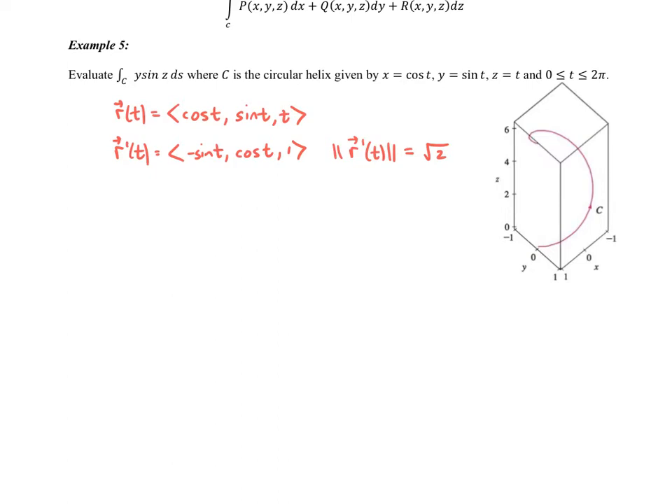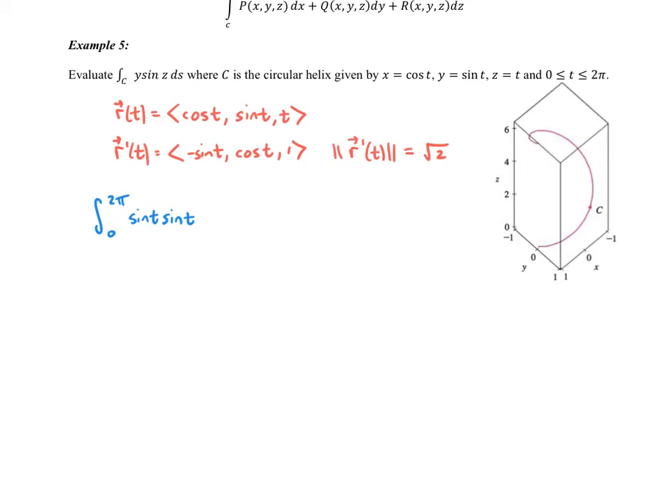Okay, so let's go ahead and put all of this into our line integral formula. Remember, what we're going to do here is change everything to terms of t. So the integral is going to go from 0 to 2 pi, and then we have y in the original, and y is now sine of t. Then we multiply by sine of z, but z is just t. So we have sine of t times sine of t, and then remember ds here. ds is going to be the magnitude of r prime times dt.